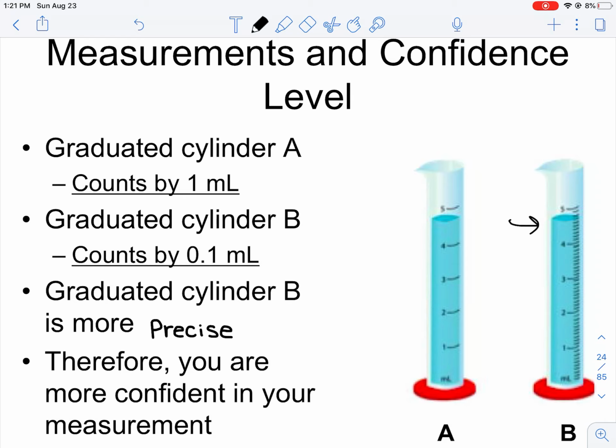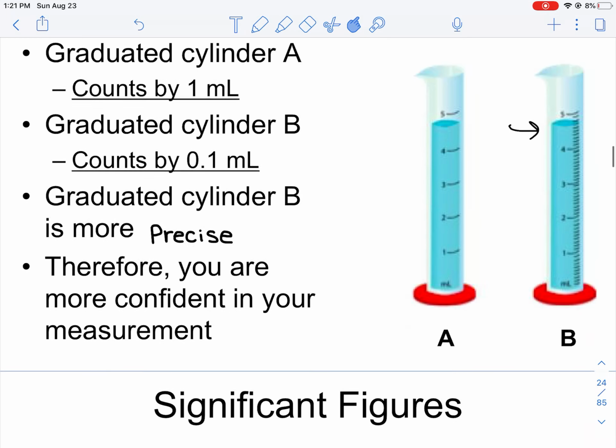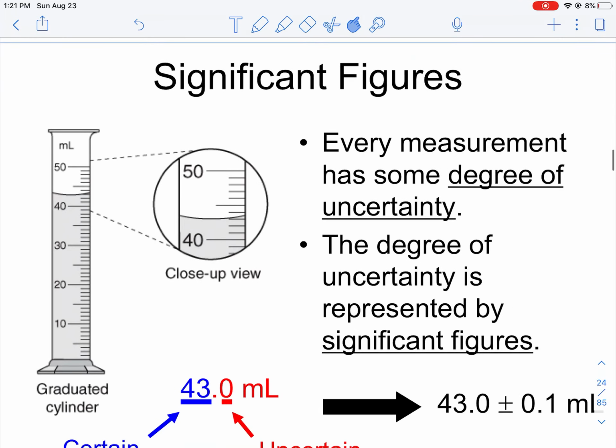All right, and then of course, that's by 1 mil, and you can see here on graduated cylinder B, it's measured by 0.1 mil. So we got 1.1 mil, 2.1 mil, whatever the measurement is. So graduated cylinder B is indeed more precise, and you're more confident. It's just more precise.